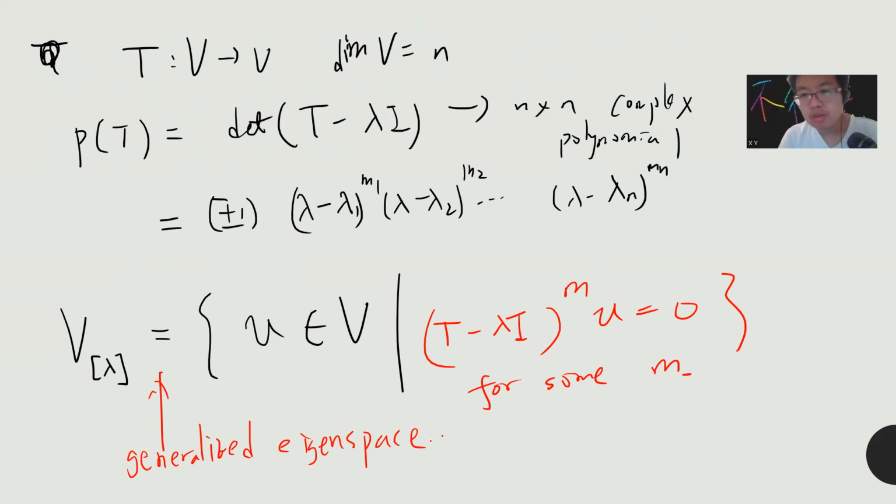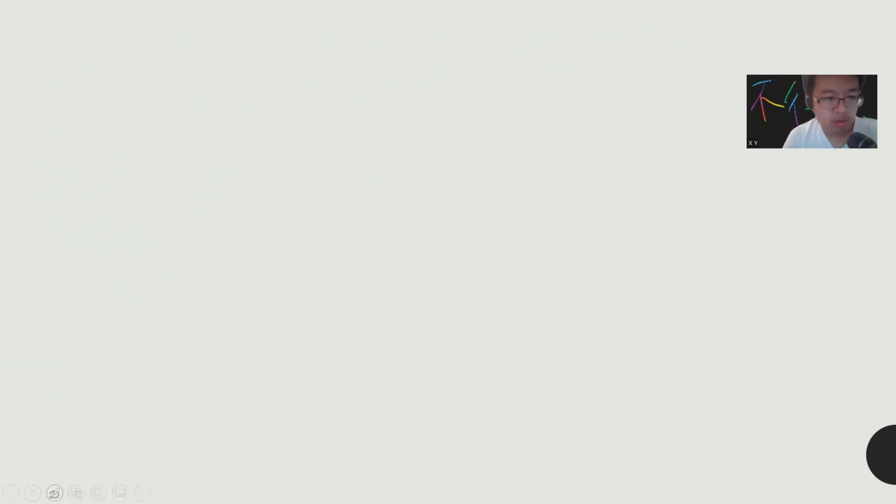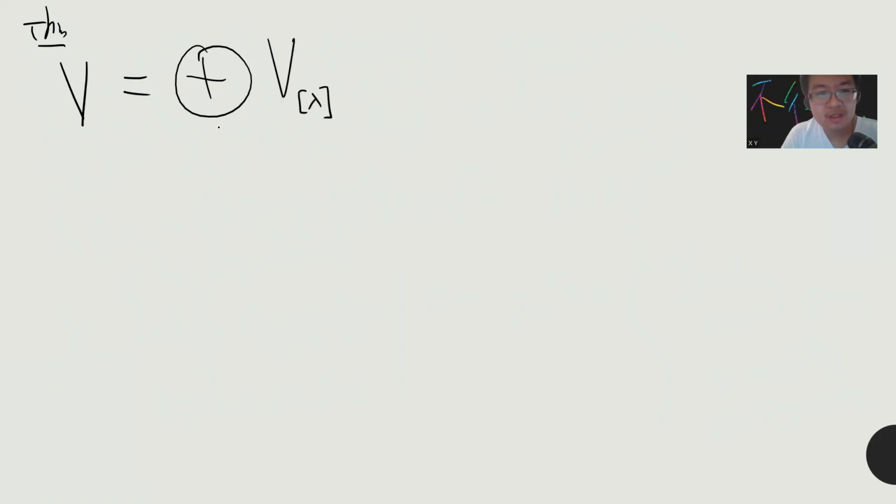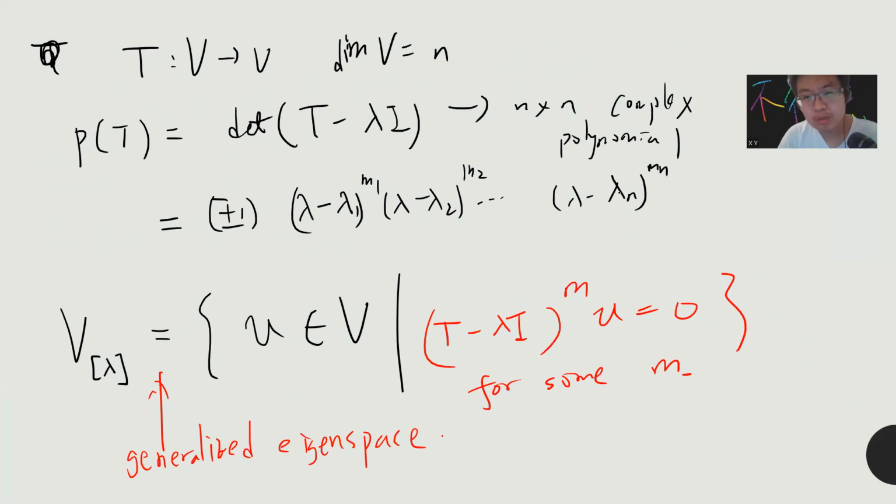One result which is very important, and I will give the proof today, is a theorem. The most important theorem is that your vector space V can be written as a direct sum of generalized eigenspaces, for lambda 1, lambda 2, up to lambda k.